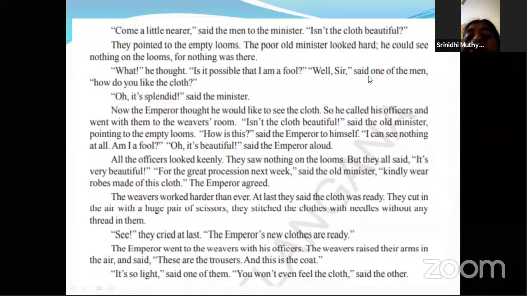Well, sir, said one of the men. How do you like the cloth? Oh, it's splendid, said the minister.